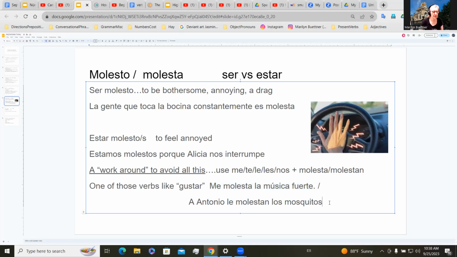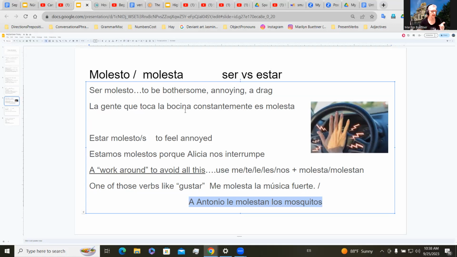If it's plural, the thing that is bugging you, it'll be like mosquitos, mosquitoes, right? Antonio le molestan los mosquitos. Tony is annoyed by mosquitoes. Mosquitoes annoy Tony. Antonio le molestan los mosquitos. Okay, sí, ¿entienden? ¿Sí? Entiendo. Sí. Okay, vale.